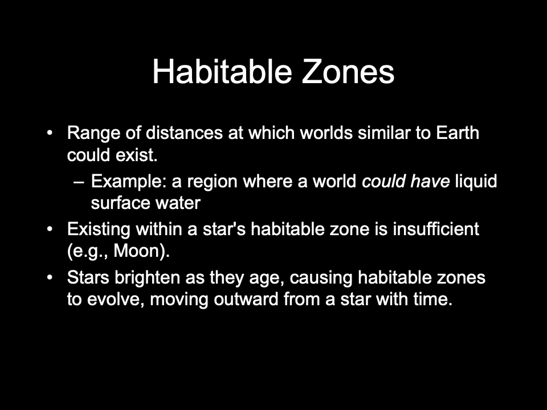And then habitable zones can actually move because stars brighten as they age, therefore putting out more energy, causing habitable zones to change by moving outward from a star as a function of time. So let's take a look at some graphics that show this.